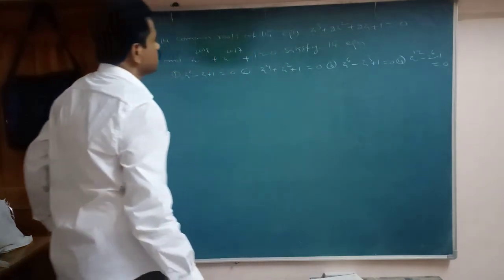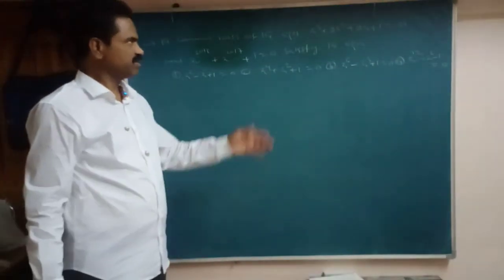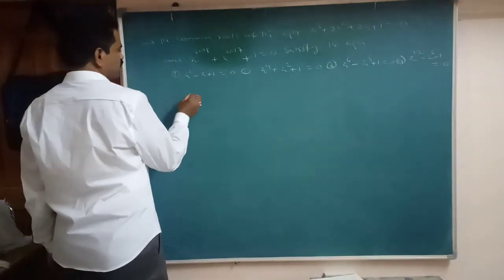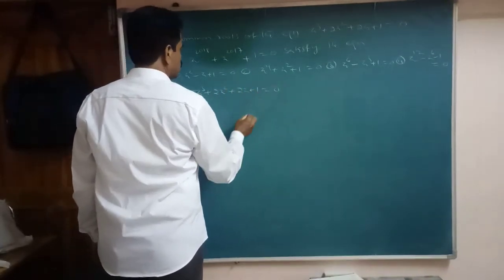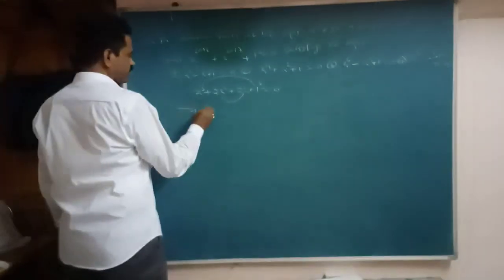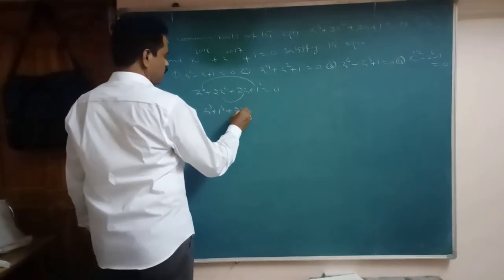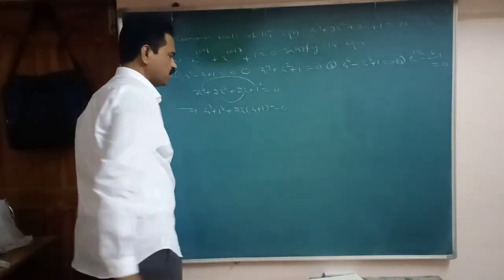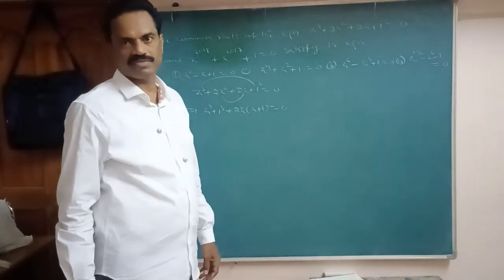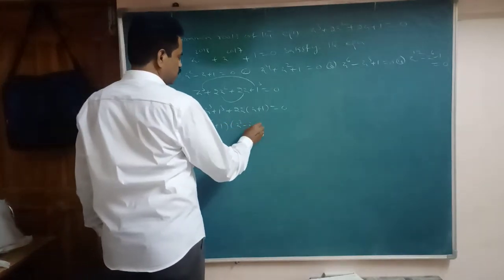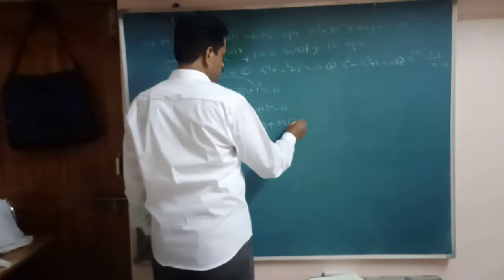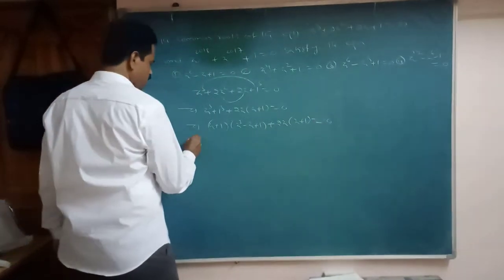See here, what is given here? The common roots of the equation, first we will find out the roots. z cube plus 2z square plus 2z plus 1 equal 0. Here 1 I am taking as 1 cube, and in the rest 2z common. First z cube plus 1 cube, plus 2z common, z plus 1. The a cube plus b cube formula is a plus b into a square minus ab plus b square. That is z plus 1 into z square minus z plus 1, plus 2z into z plus 1 equal to 0.